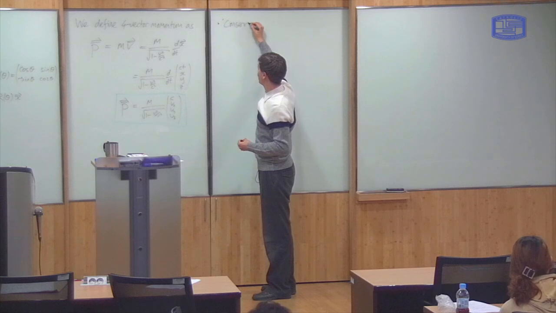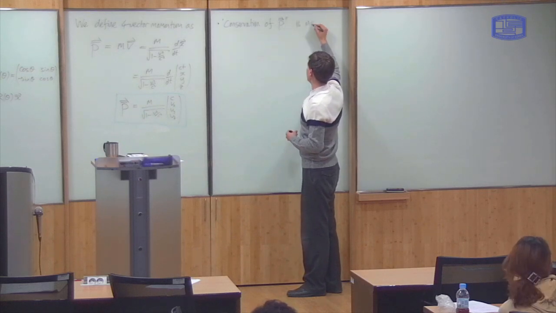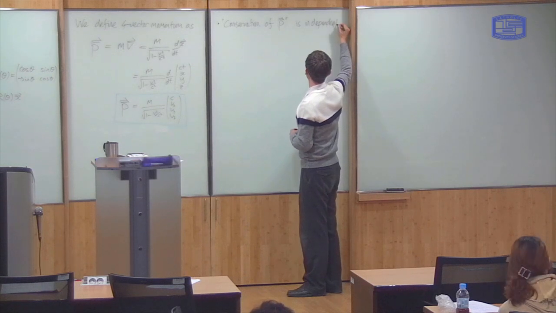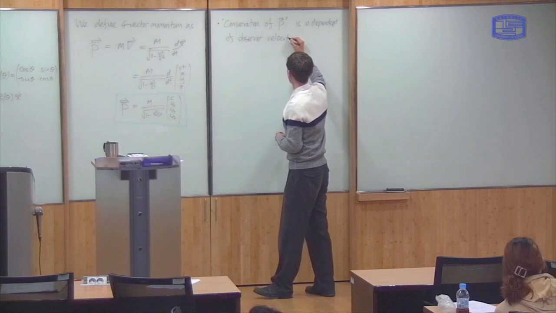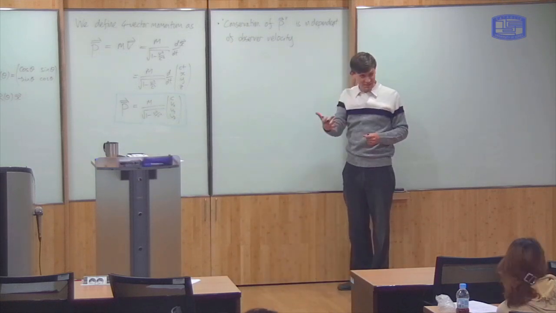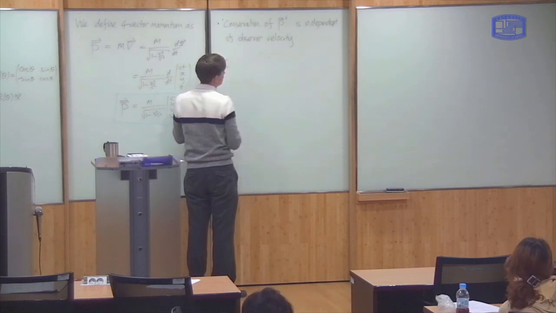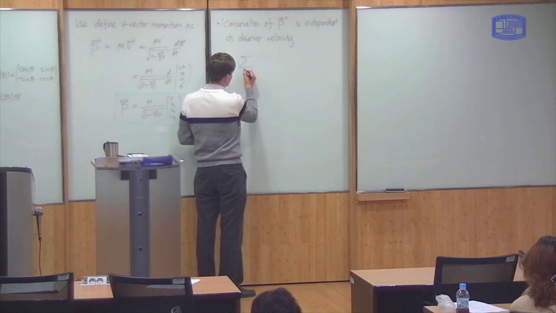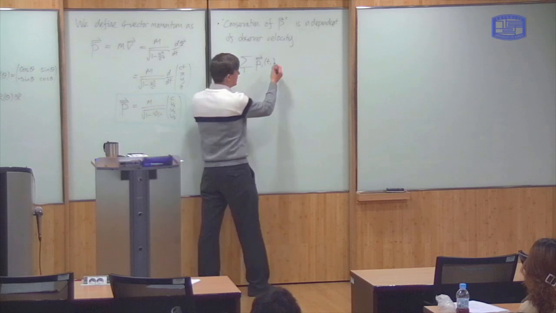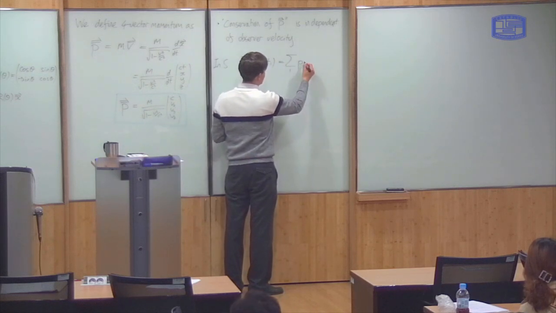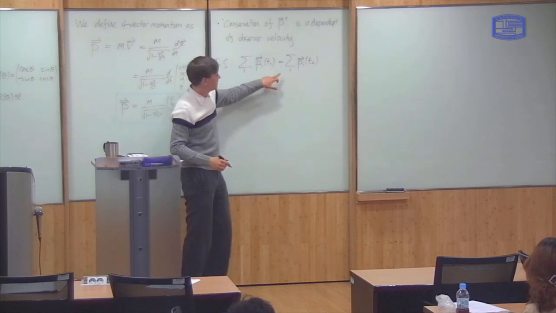The law of conservation of this four-vector quantity, P, is independent of the observer velocity. So either both observers measure it is conserved, or both observers measure it's not conserved, but they must agree. And the way you prove that is as follows. In S, the conservation law looks something like this. At a certain point in time, you add up the momentum of all the different particles in your system, and that should be equal to the total momentum at a later time t2. So I can write a general conservation law like this: total momentum at time t1 is total momentum at time t2.